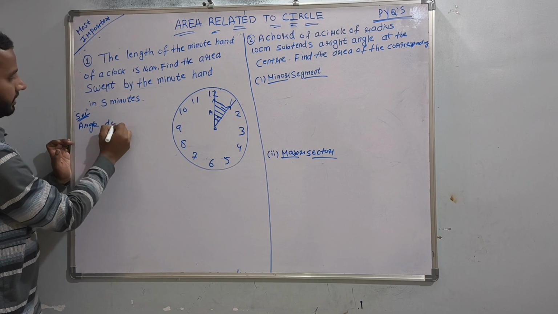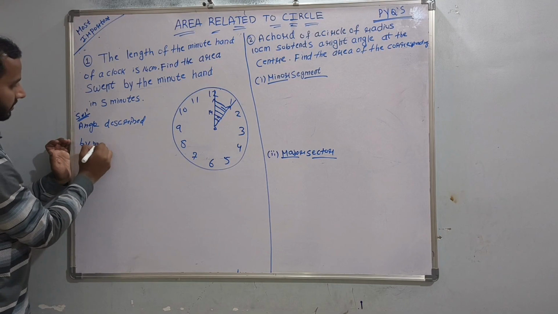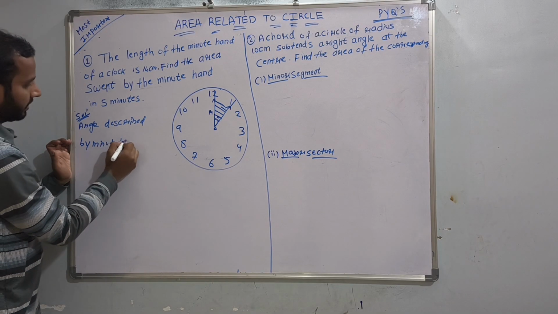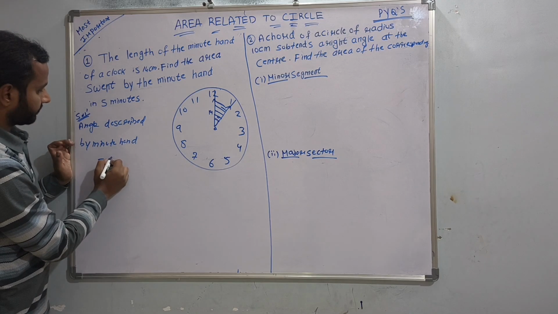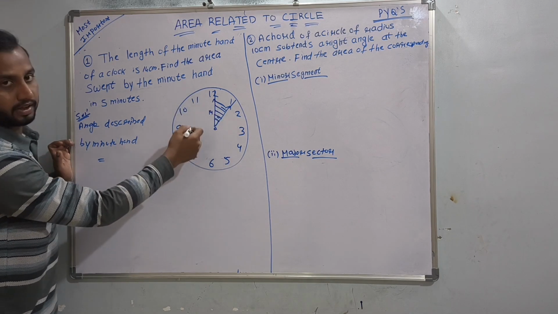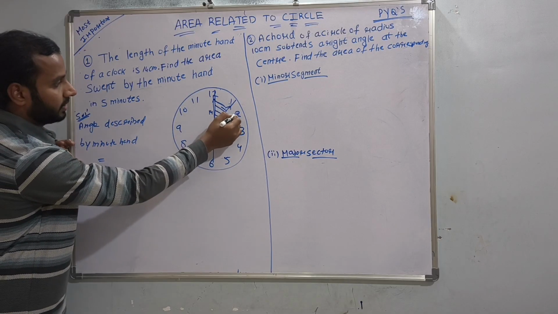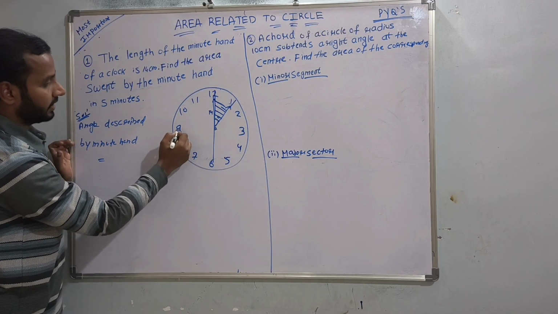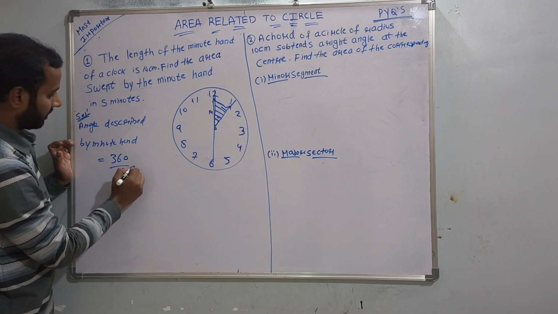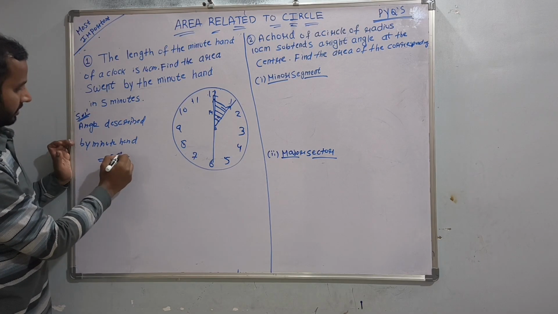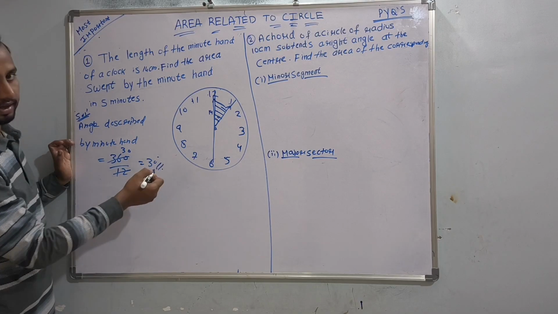Angle described by minute hand equal to, now, or else you can calculate how many parts it is dividing. 12 parts. 1, 2, 3, 4, 5, 6, 7, 8, 9, 10, 11, 12. Then 360 by 12, 12 threes are 36. That is your angle will be here 30 degree.